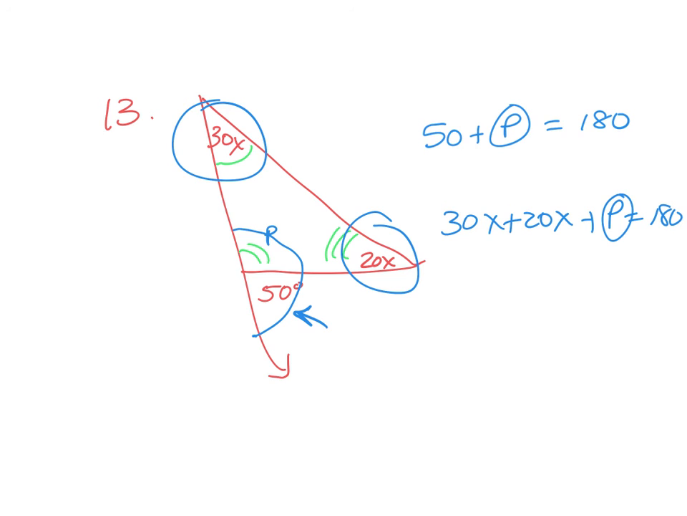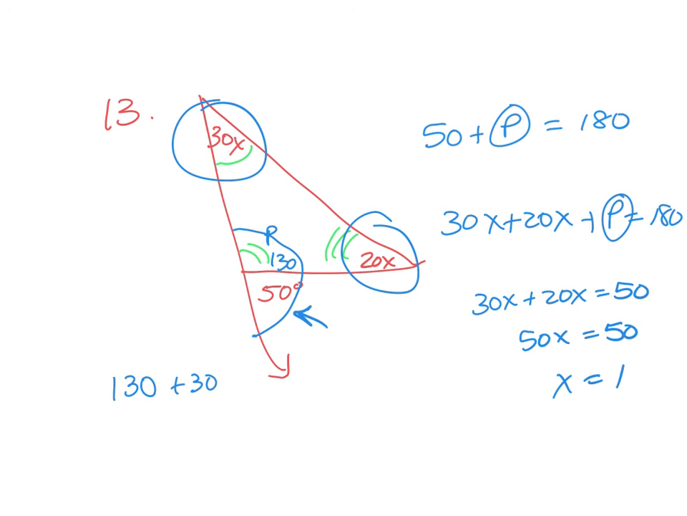Now, you don't have to do that. You could do what Aiden was going to do. You can make this a 130 because you know that adds up to 180. And then add the three together and make them equal to 180. Or you could say 30x plus 20x equals 50. 50x equals 50. x equals 1. If you do it the other way, it's just more complicated. 130 plus 30x plus 20x equals 180. 50x equals 50. x equals 1.